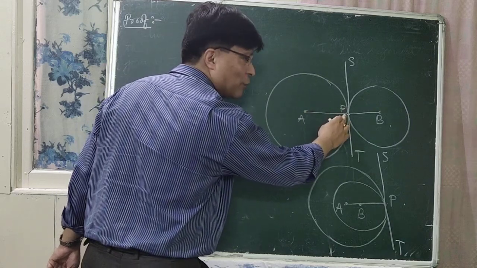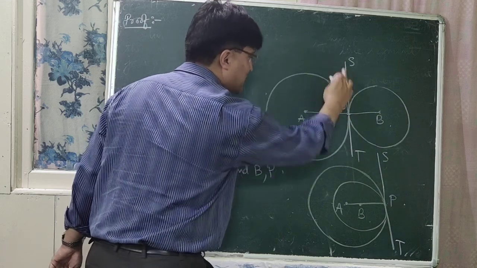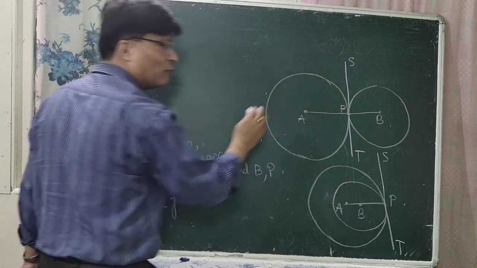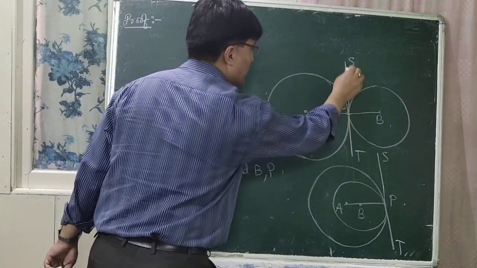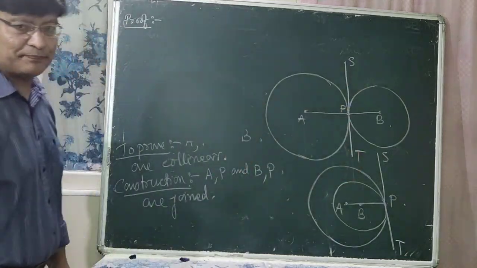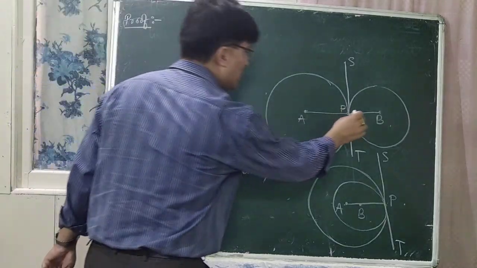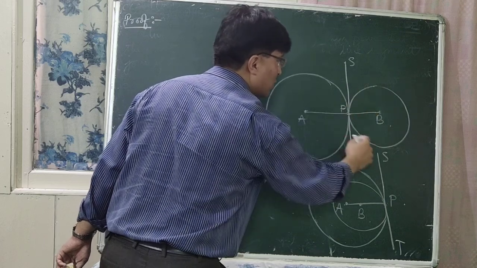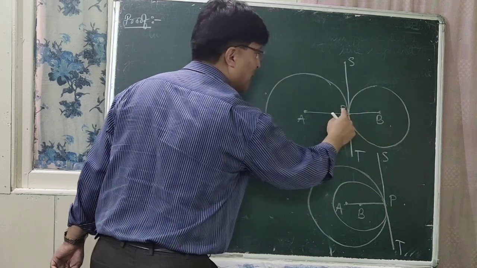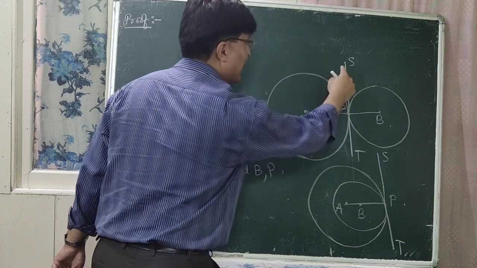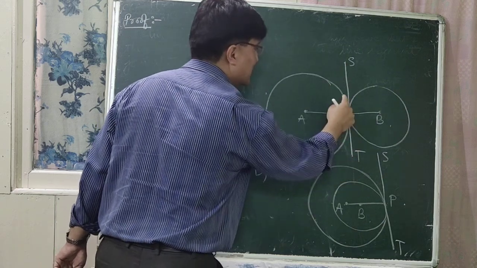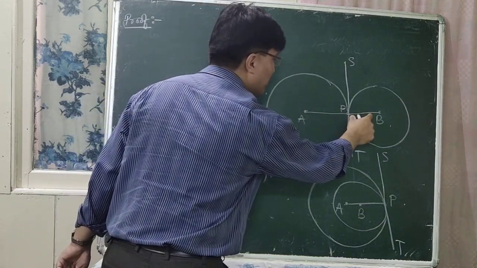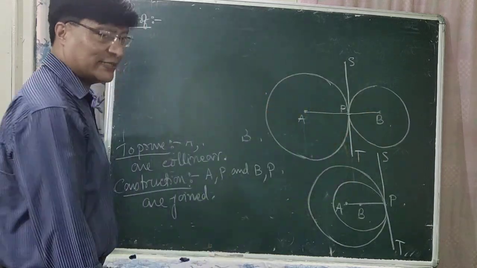Since P is the point of contact here, and ST is the tangent at the point of contact P, from the previous theorem, what can you write? AP is perpendicular to the tangent ST. Similarly, BP is the radius of the circle with the center B, and P is the point of contact, and ST is also the tangent at the point of contact P. So here also BP is perpendicular to the tangent ST.